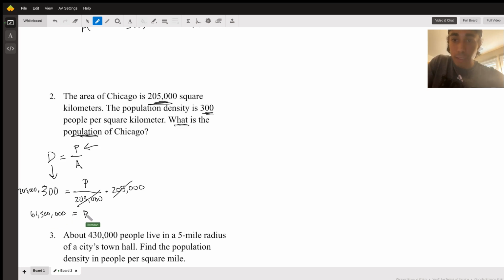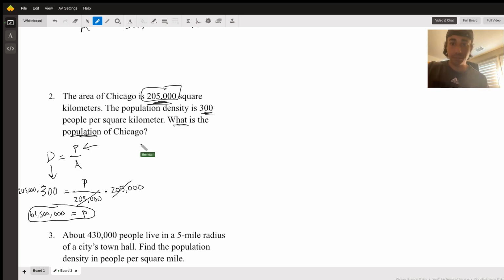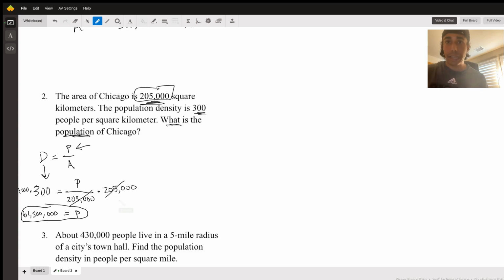And again, going back to the last one, obviously Chicago does not have nearly that many people. That's like a fifth or a sixth of the population of the entire country. That is because this number is not accurate. Chicago's a lot smaller than that. But for now, just trust the math. This is about getting used to the formula. All right, one more, and then y'all can try the rest on your own.